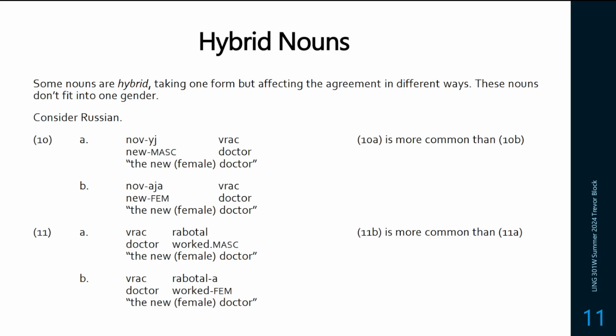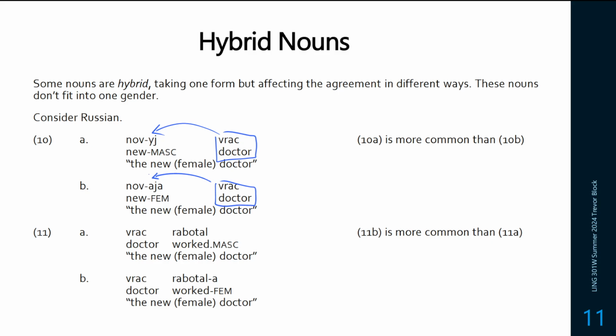So some nouns are what we call hybrid nouns. These nouns don't fit nicely into one gender because they can take multiple different genders. They're going to target things for agreement. So if we look at 10A and 10B from Russian, we have the word doctor in each of these cases. And it's going to target an adjective here. But we can see with the adjective agreement that it can take either a masculine or a feminine marker, and the meaning will still be the same. So we can still say the new female doctor in each of these. We can use masculine or feminine.